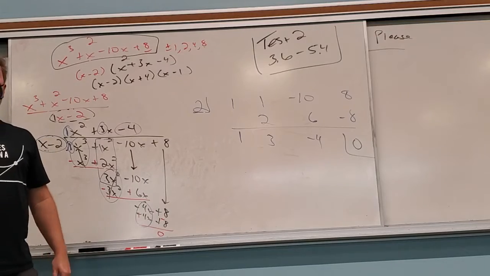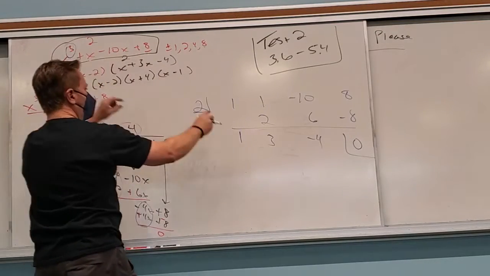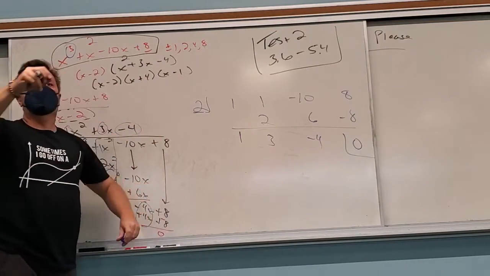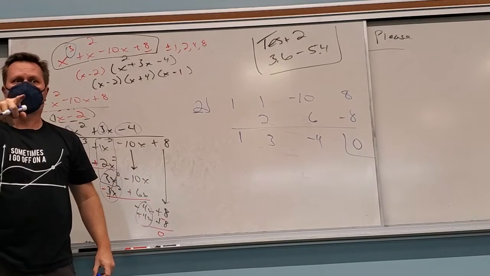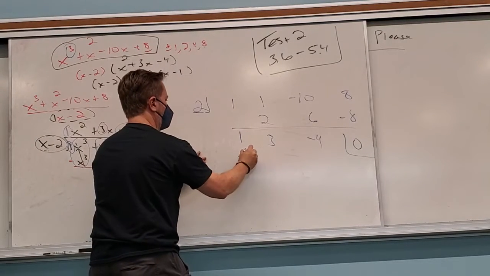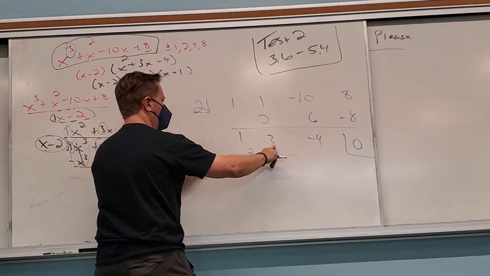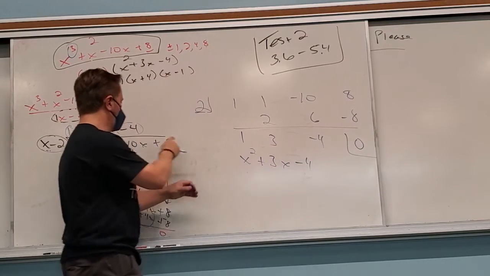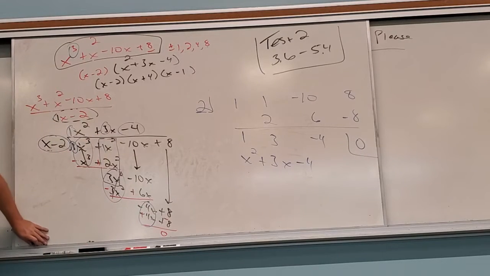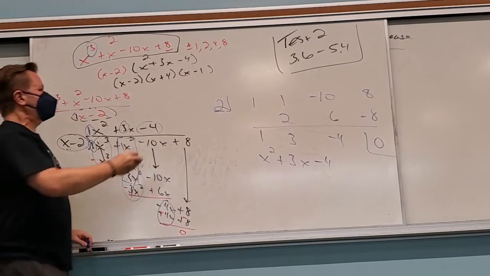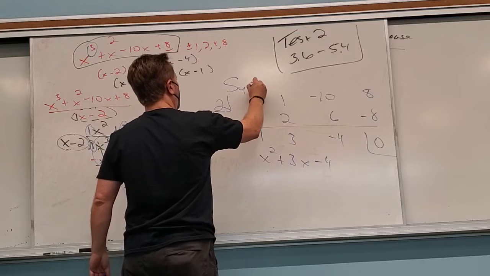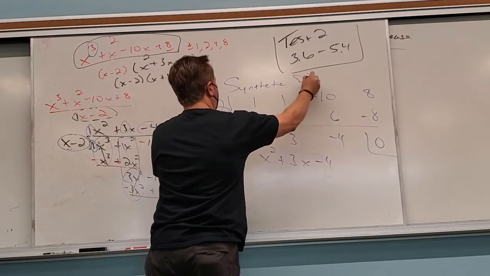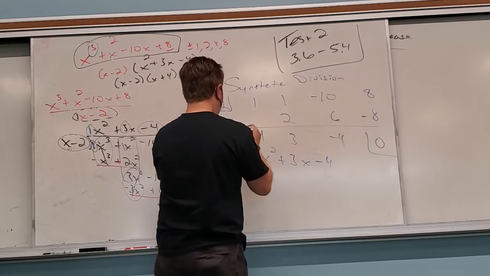And how do I read this off? Well, it started with an x cubed, so this is the coefficient of x squared, like we talked about earlier. So this is x squared. Now it just goes down by 1. 3x minus 4. That's the same answer we got there. And that is called synthetic division.